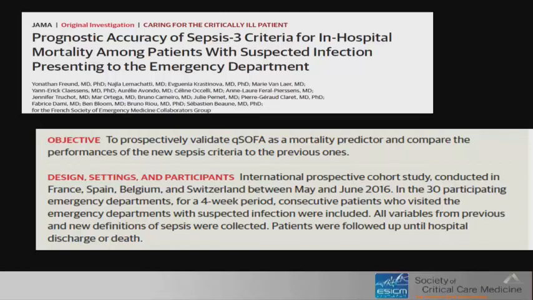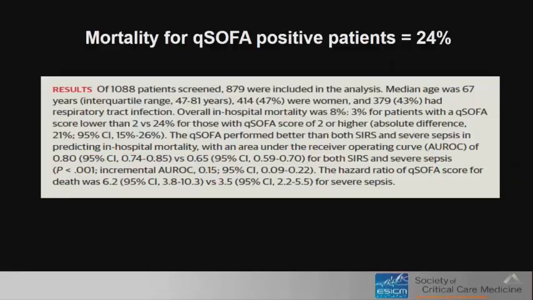And this is a paper that appeared in JAMA recently, where centers in France, Spain, Belgium, and Switzerland looked at patients coming to the emergency department and tried to assess whether a quick SOFA was able to identify patients that had a greater risk of mortality. So the people coming to the ED with suspected infection, their overall mortality was 8%, and 3% for the QSOFA score that was negative, whereas those with a QSOFA positive, 2 or higher, had a much greater mortality of 24%.